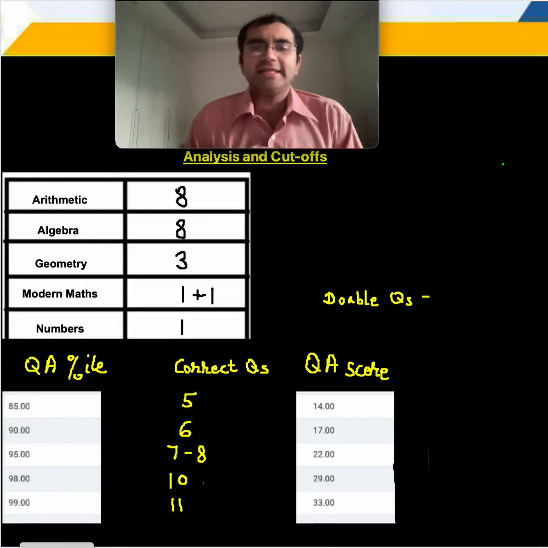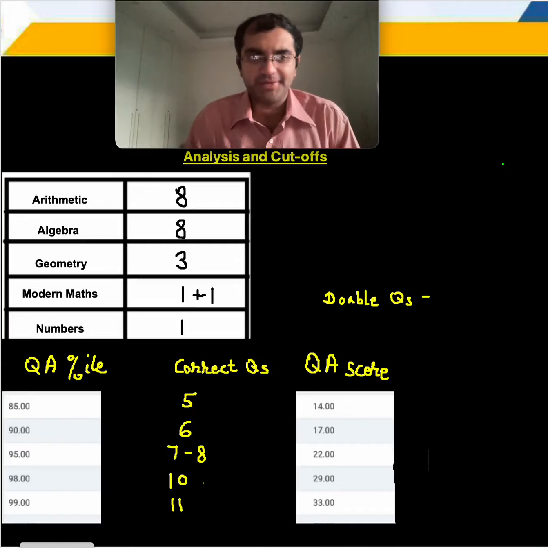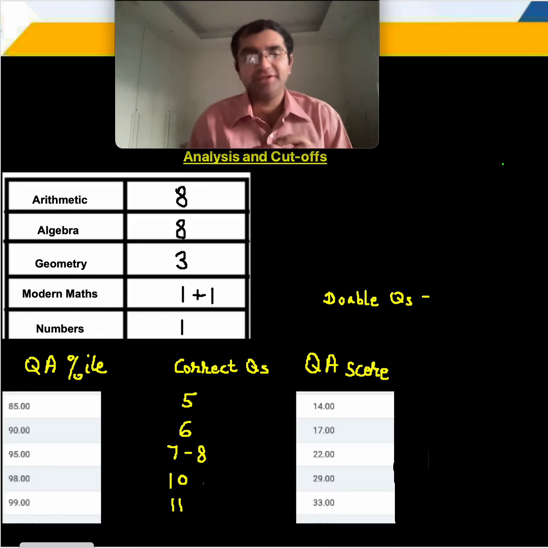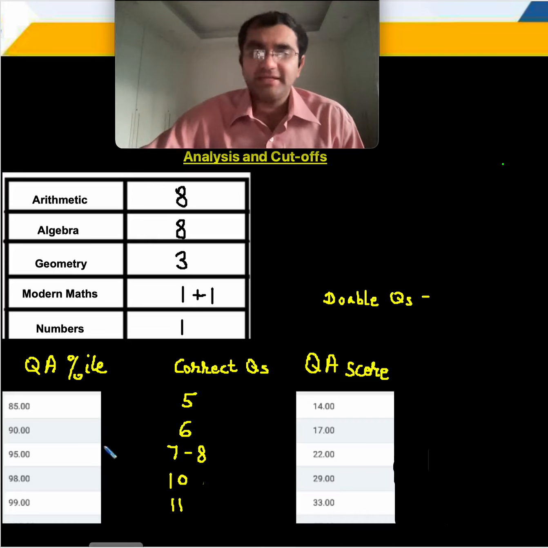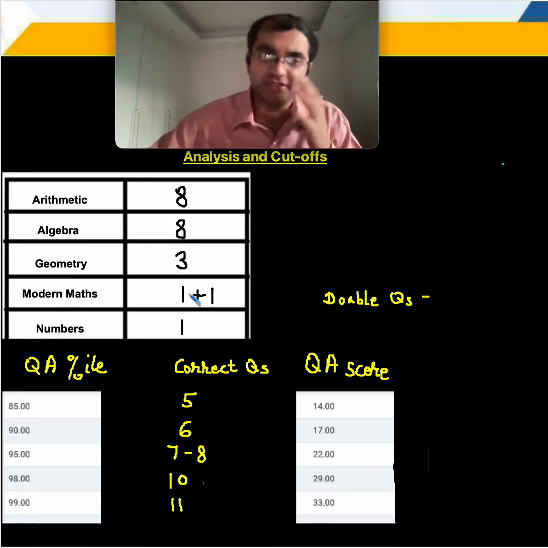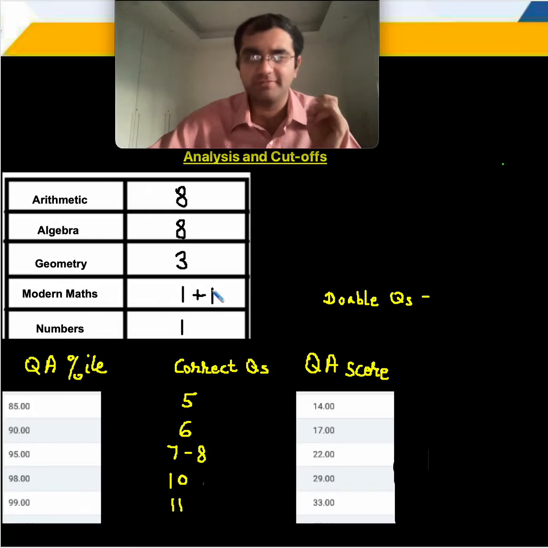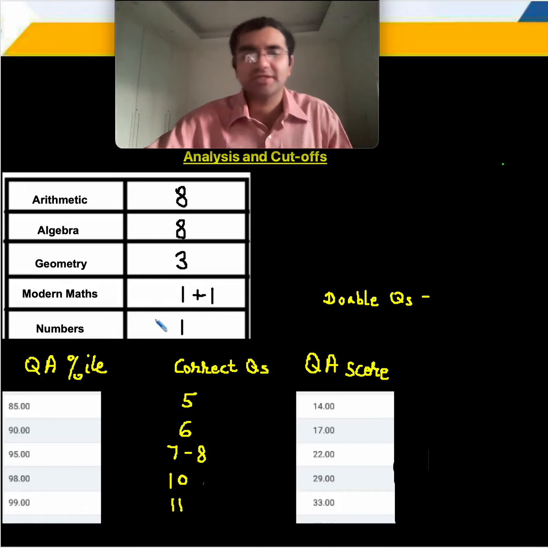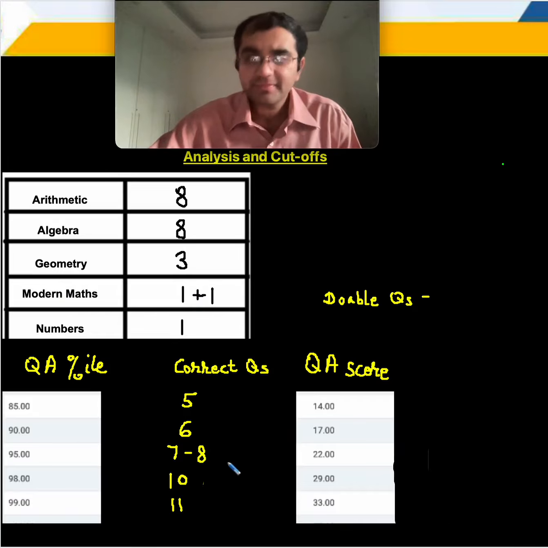Now to the analysis and cutoffs section for CAT 24 slot number 3. In this paper we realized that in arithmetic there were 8 questions, algebra 8 questions, geometry 3, and there was one PNC question which I put in modern maths. But there was a Venn diagram question, that is set theory, so that also came in modern maths, and there was one numbers question which was remainders based.